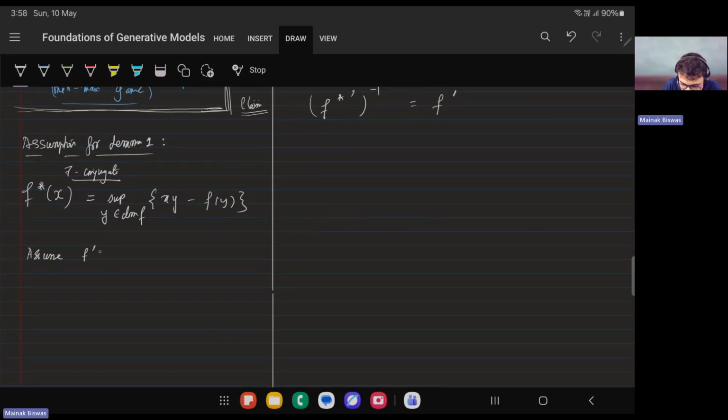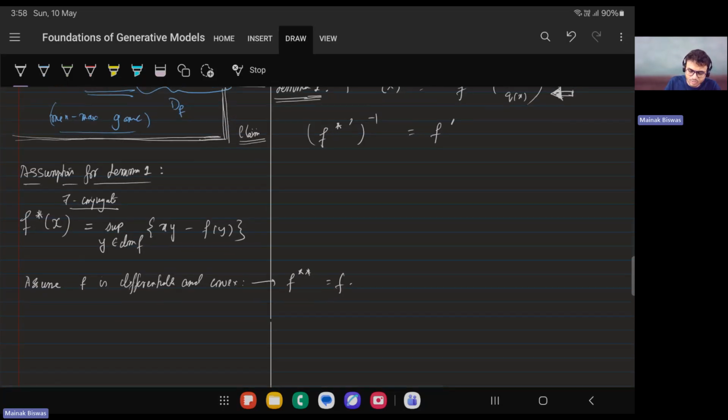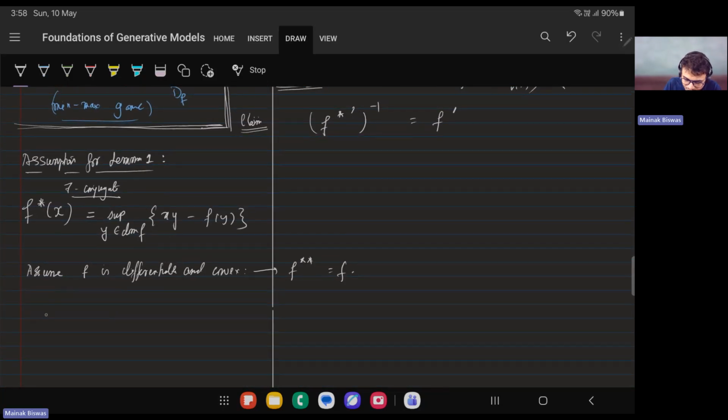Assume f star exists, f dash exists, and the function f is differentiable and convex. And we have shown that if it is differentiable and convex, that is continuous and convex, f double star of x is equal to f. So we have shown that the conjugate of the conjugate is the function itself, but this is more than what we are trying to prove. So, okay, let's try to find the supremum.